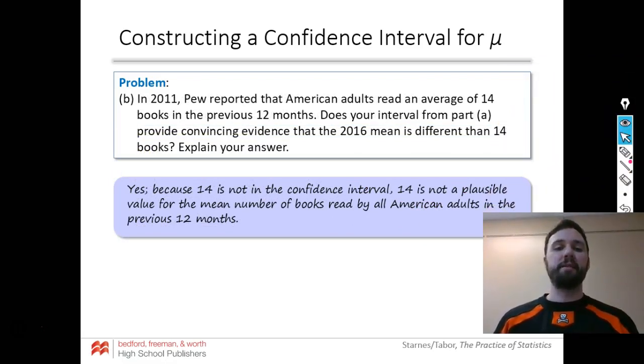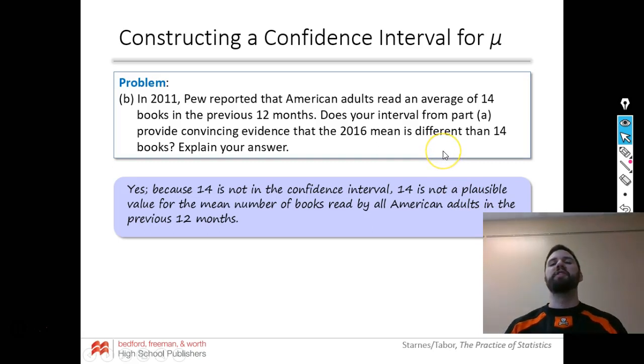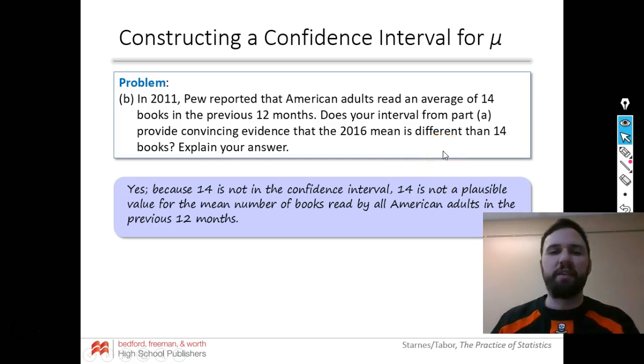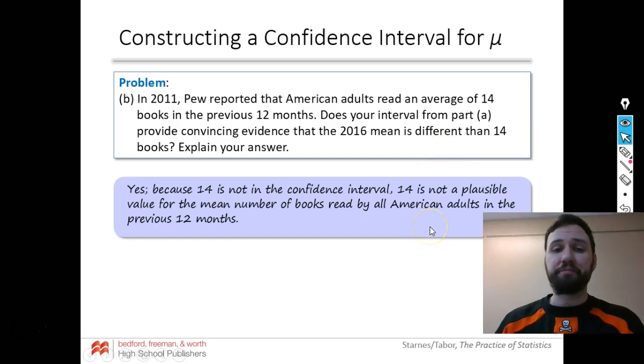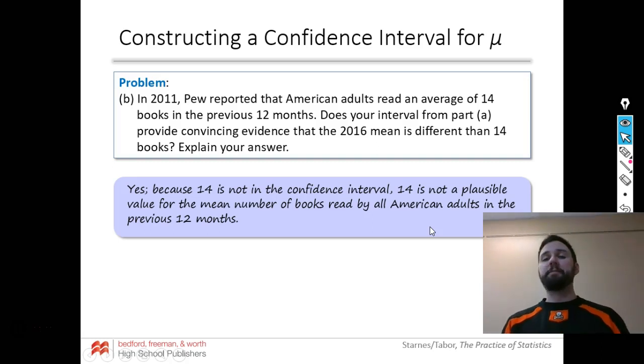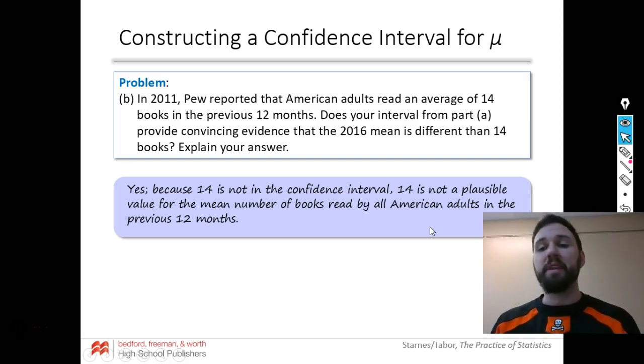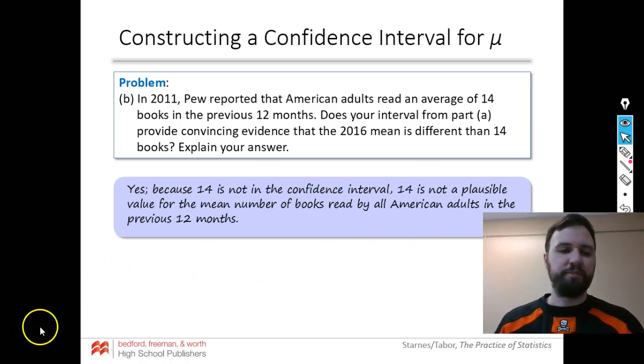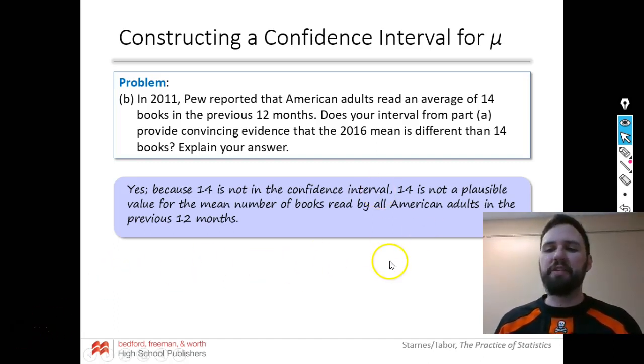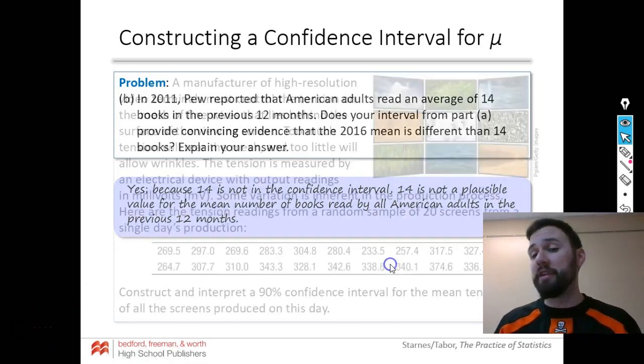Now, is 14 reasonable? Or is it reasonable to conclude that the mean changed in the last 5 years? Yes. 14's not in the confidence interval. So it's not a plausible value for the mean from 2016. So there's evidence that it changed. Because 14 is not in it, it changed. There's good evidence. 95% sure it changed.